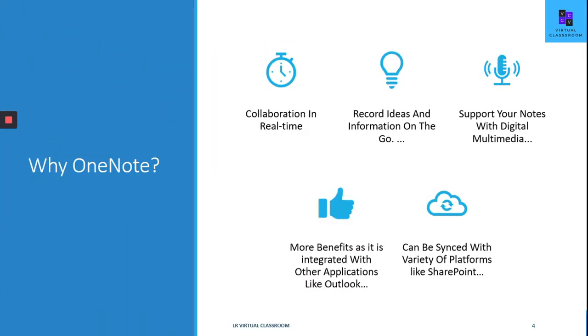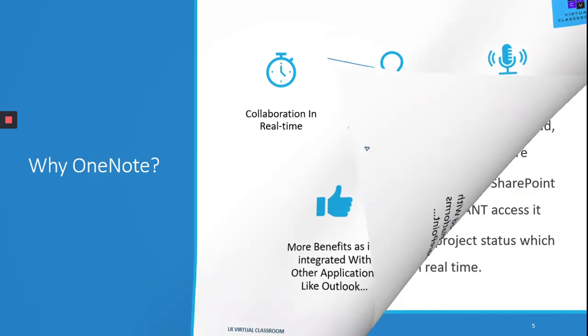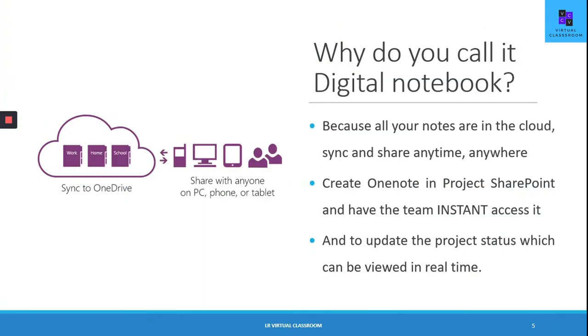It is integrated with mail applications like Outlook. It will be easy to share information. It is synced with SharePoint so your project team can have instant access to your notes on your laptop. It helps you to track the notes that you take using your mobile or laptop. As OneNote is synced to OneDrive, you have all your information in one place, which you can access anywhere, anytime. You can have your updates in real time.